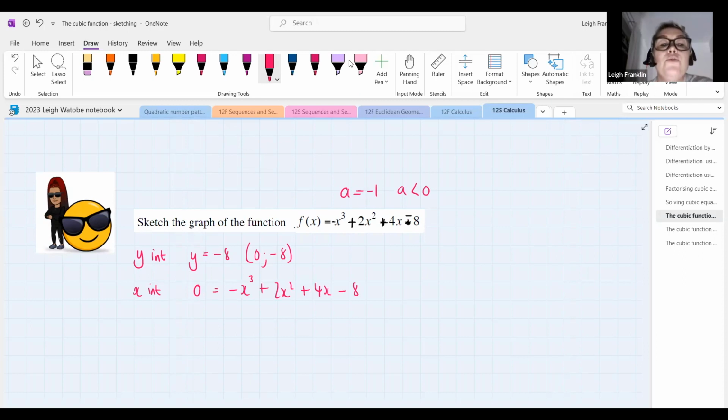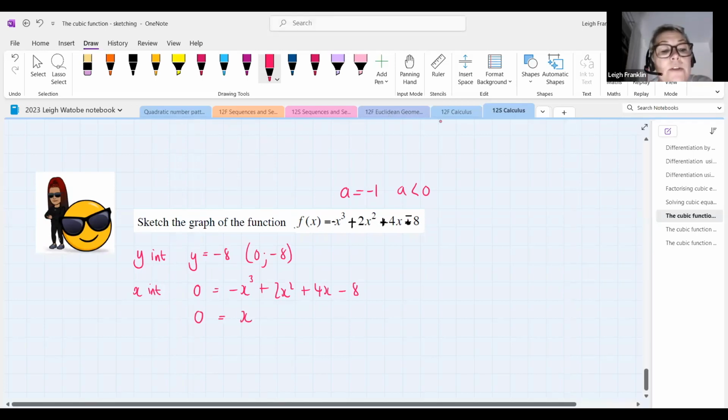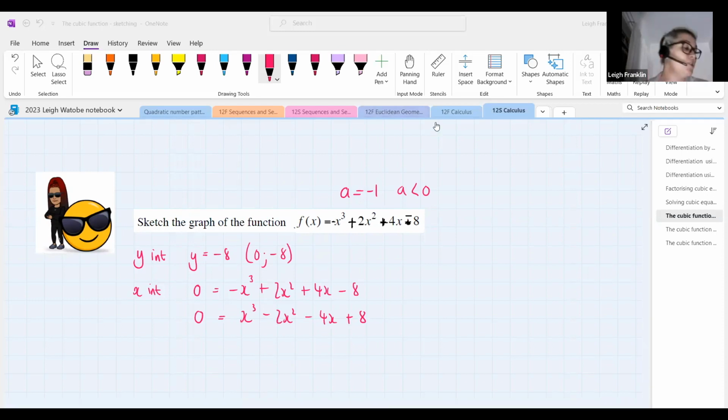And then what would you do after this, if you've got the negative there? Before you find your factors, there's something that you can do just to make life a little bit easier for you. Exactly, get rid of the negative. Divide through by -1. Well done. So you'd have positive x cubed minus 2x squared minus 4x plus 8. Now use factor theorem to find your linear factor.